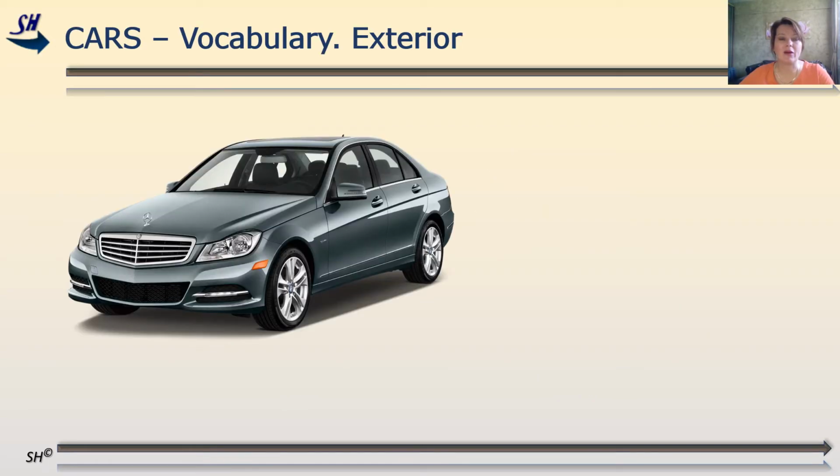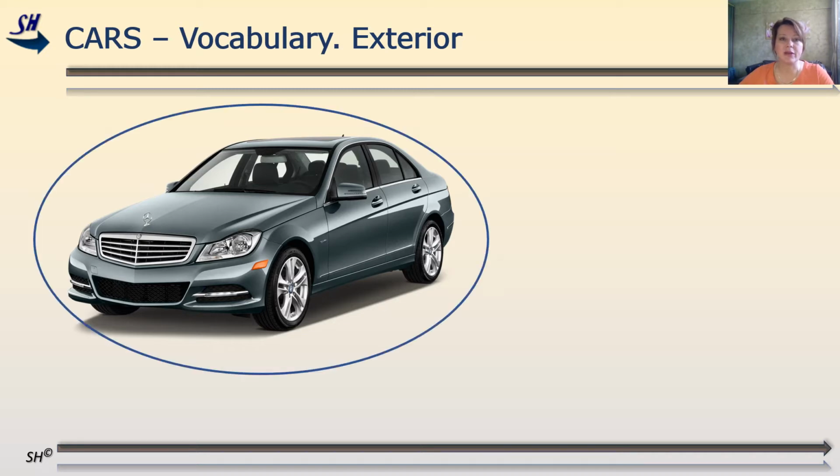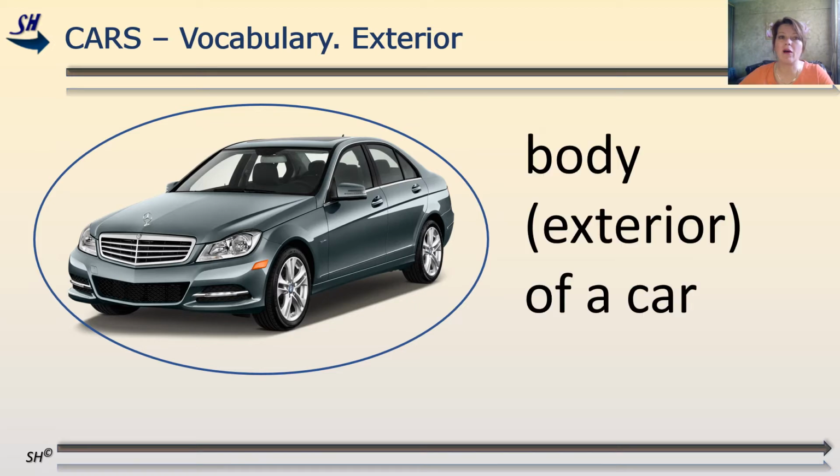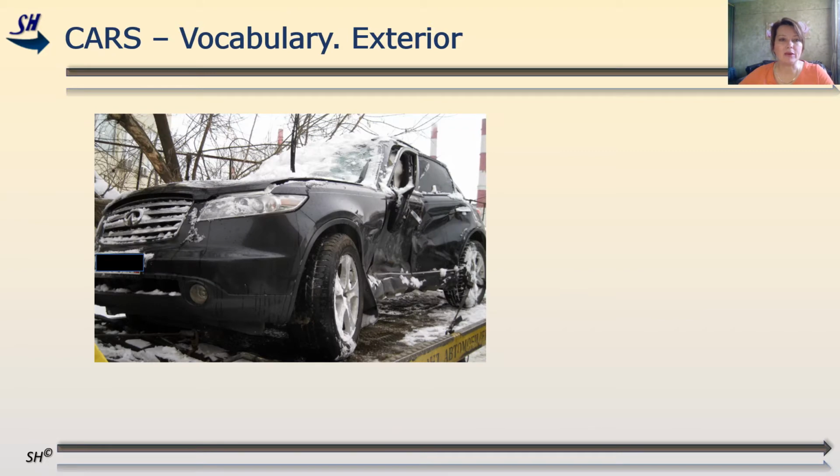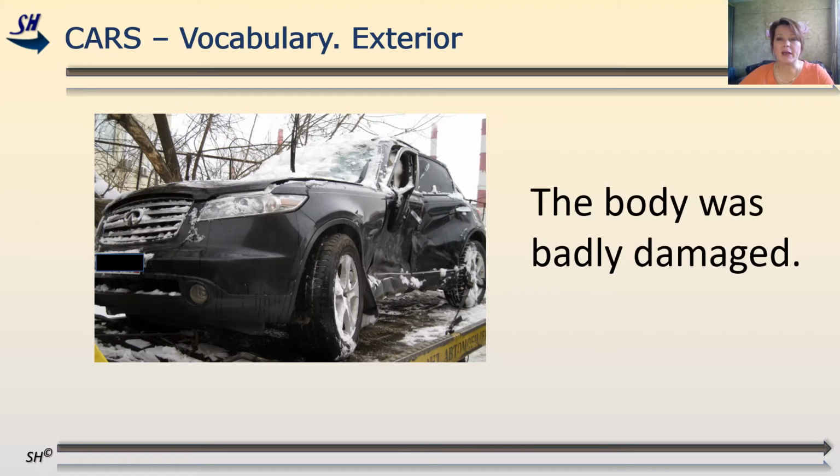When we look at the car from the outside, all that you see, as in this picture, is called the exterior of a car or the car body. Car body or car exterior. We can see an example. This poor car, which was badly damaged. You can say that the body of the car was badly damaged. The outside of the car was badly damaged.